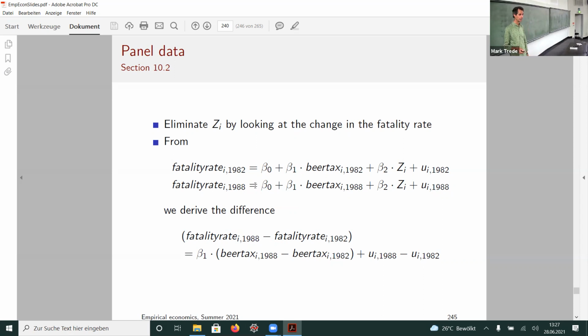We also assume, by the way, that the causal effect of the beer tax is the same in all states. So how do we know that the impact of the beer tax on the fatality rate is the same in Alabama as in Wyoming? That's an assumption here. So we could say that the beta 1 might be different in all the states. Could be. Actually, you will be equipped with methods to deal with these cases, but we won't do that in this course. But using the methods that you have already learned, you might deal with that.